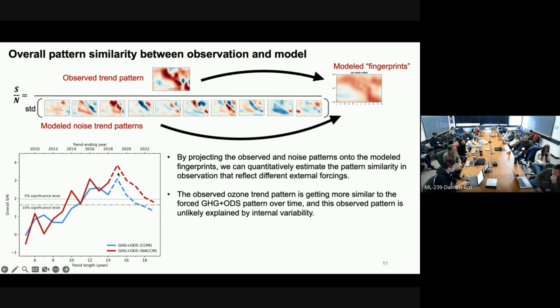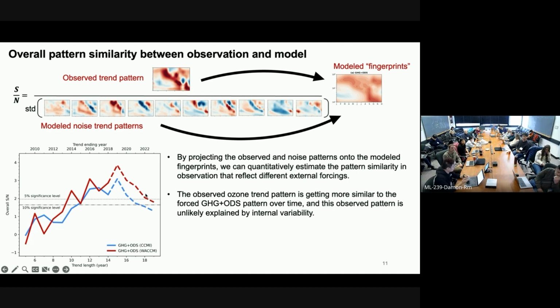I'm also showing here in these dashed lines after 2019, because in 2019 we had the sudden stratospheric warming, in 2020 we had the Australian wildfire, and in 2022 the Hunga Tonga volcanic eruption. And these external forcings are not incorporated into these model simulations, and that's why we are seeing a decrease in the signal over noise ratio.